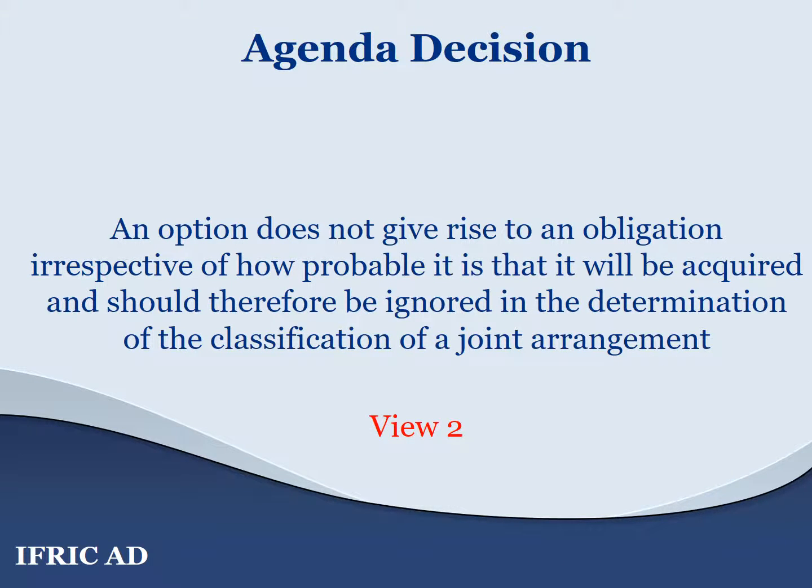An option does not give rise to an obligation, irrespective of how probable it is that it will be exercised and that the output will be acquired, and therefore it should be ignored in the determination of the classification of a joint arrangement. So where the operators only have an option to acquire the output of a joint operation and do not have a clear contractual obligation to do so, that would not be seen as a positive indicator towards a joint operation.